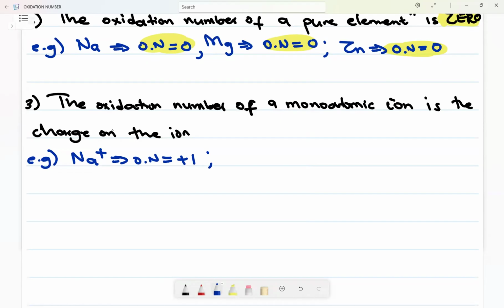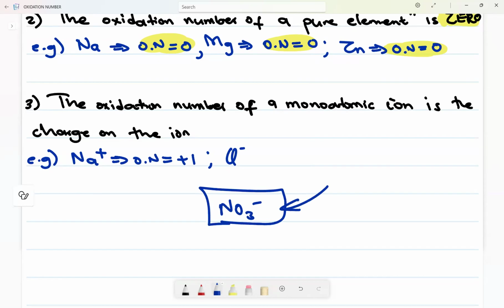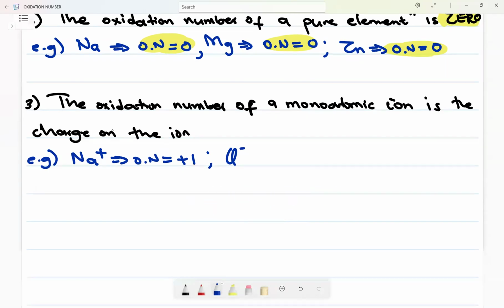Another example is Cl minus, it is a monoatomic ion. Guys, when I refer to monoatomic, I refer to this, not this. This is not a monoatomic. We will come to this type of thing, but not now. Cl minus has an oxidation number of -1. And the last one, aluminum ions, has an oxidation number of +3.